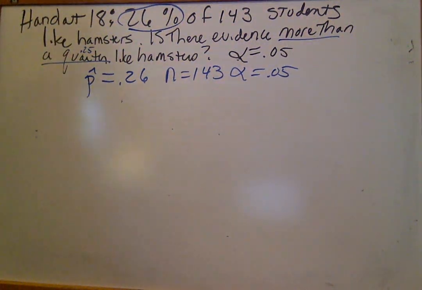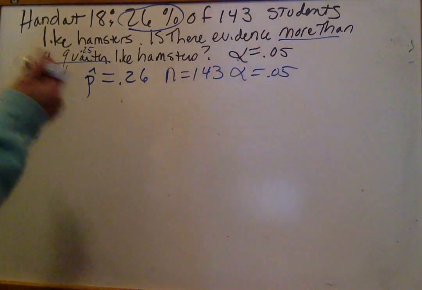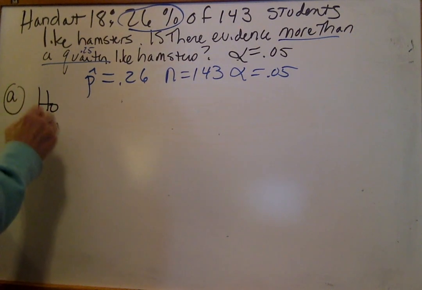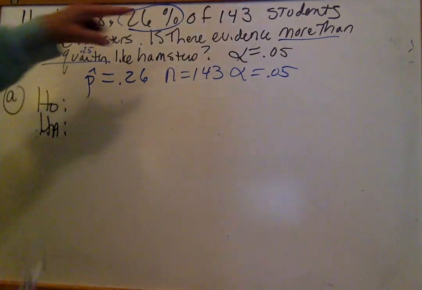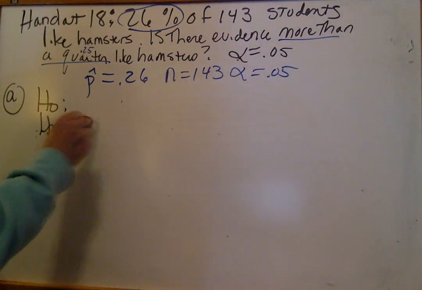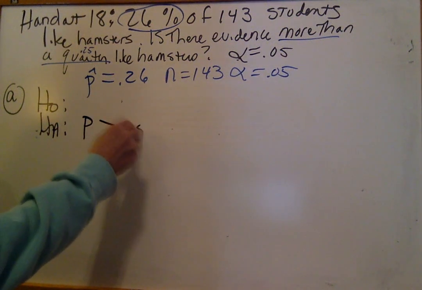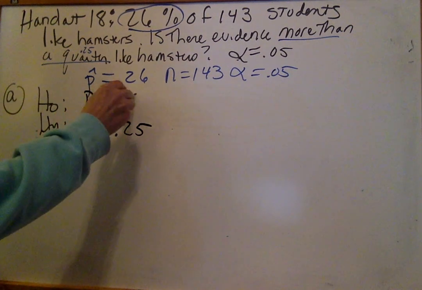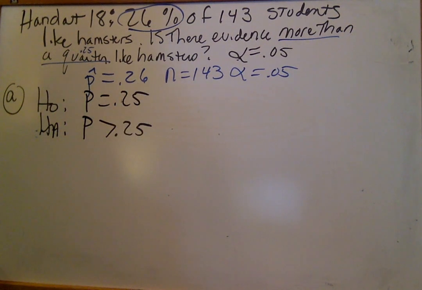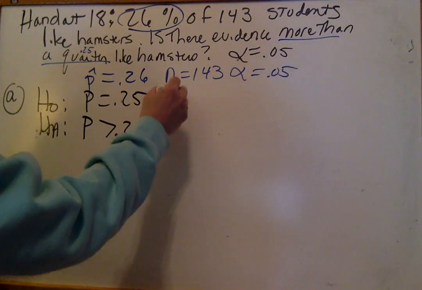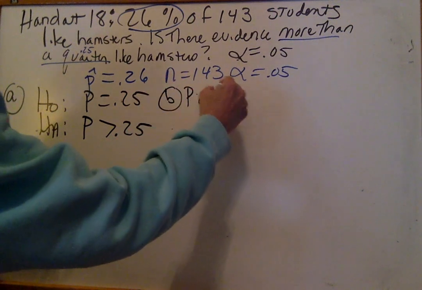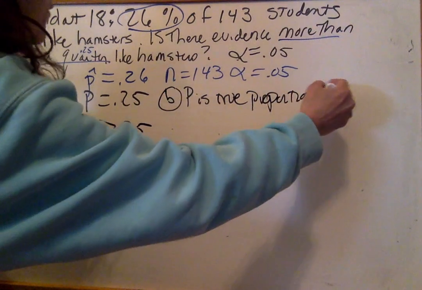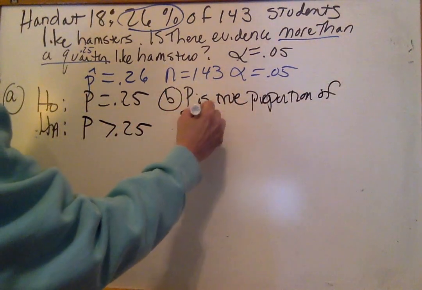All right, so let's set up our HA, because that's what we set up first, right? Is there evidence more than a quarter? That's the question. So H0 is equality, where p is the true proportion of students who like hamsters.